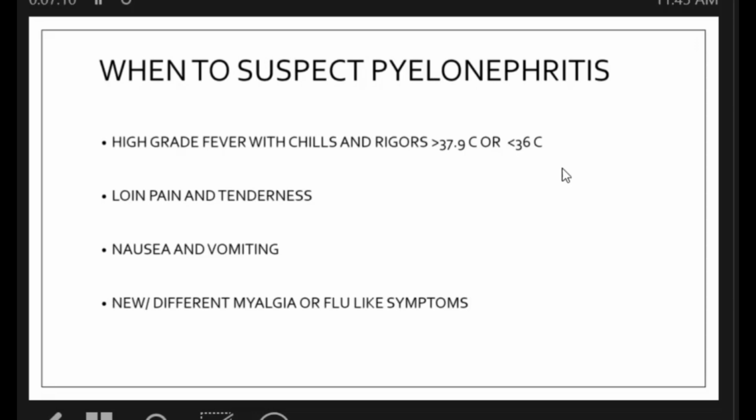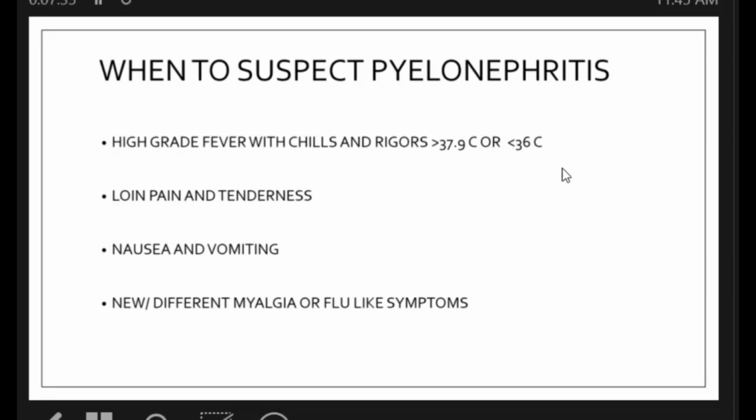But for all patients with complicated urosepsis, we need a urine culture, especially when the patient has a high-grade fever with chills and rigors, temperature more than 37.9, or the temperature is low, less than 36, or the patient presents on examination with loin pain, loin tenderness, and nausea, vomiting. Always suspect the possibility of pyelonephritis.